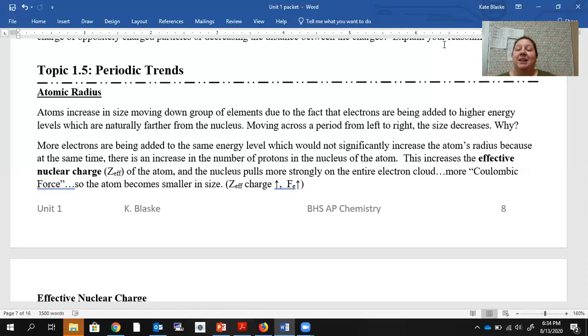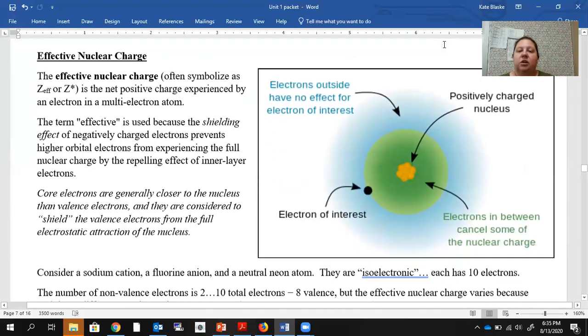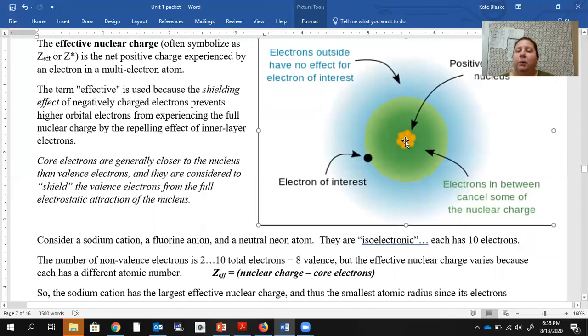This goes back to that idea of Coulombic attraction and Coulomb's law. By increasing the number of positive charges in our nucleus, we are creating more Coulombic force, or increasing the Coulombic attraction between the nucleus and those electrons. So when we talk about effective nuclear charge, we're really talking about the ratio between the positive charge in the nucleus and the negative charge of the electrons around the atom.